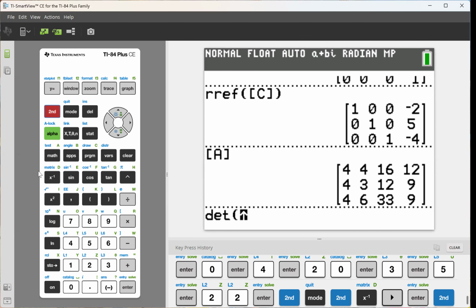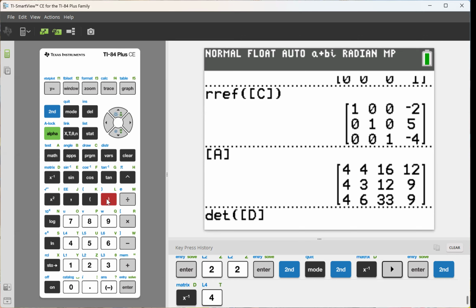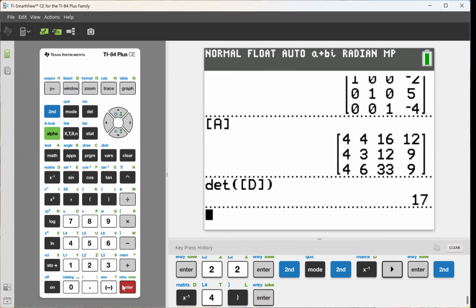So I put that first determinant in matrix D. So I'm going to go second matrix D, number 4. And I'm going to find the determinant of matrix D. That's going to be 17. So I'm going to go write that on my piece of paper, 17.